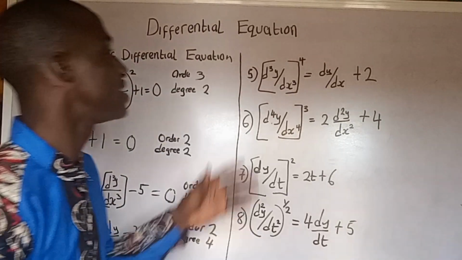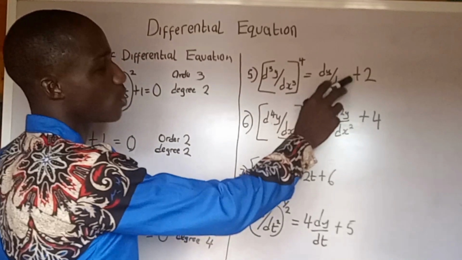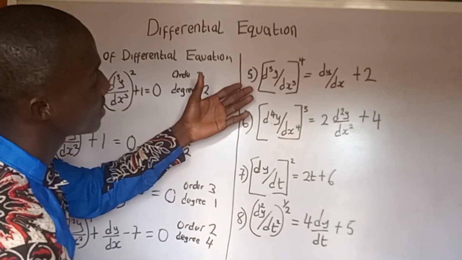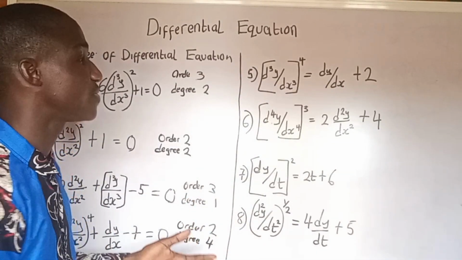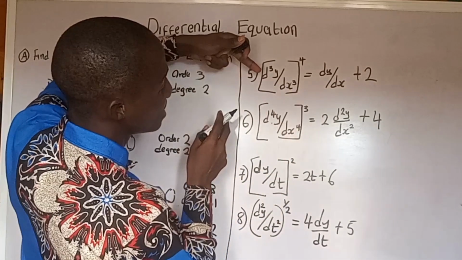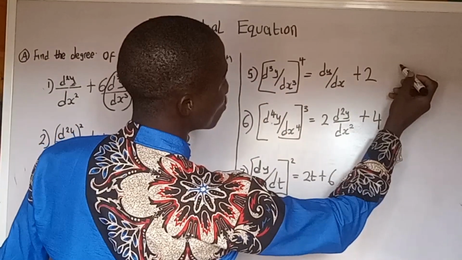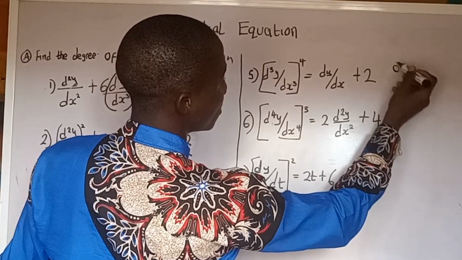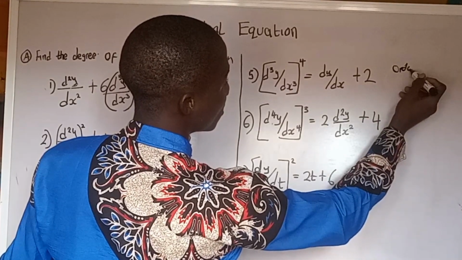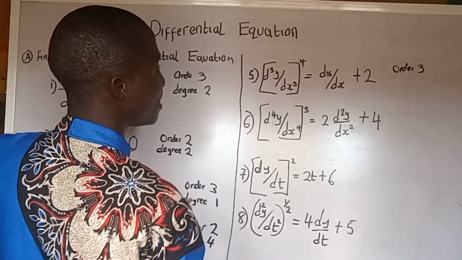We have here d cubed y over dx cubed raised to the power of 4 equals dy dx plus 2. If you look at this, you can easily identify the order because the order is the highest derivative. The highest derivative here is d cubed y over dx cubed, which signifies that the order is going to be 3.